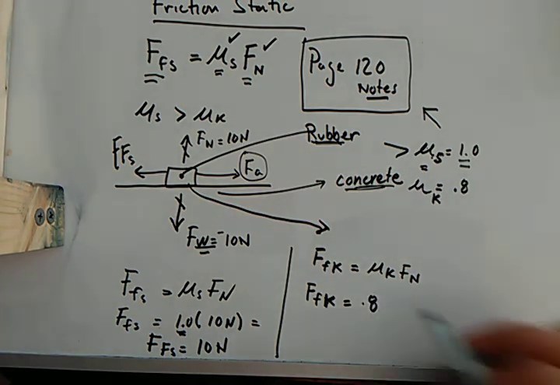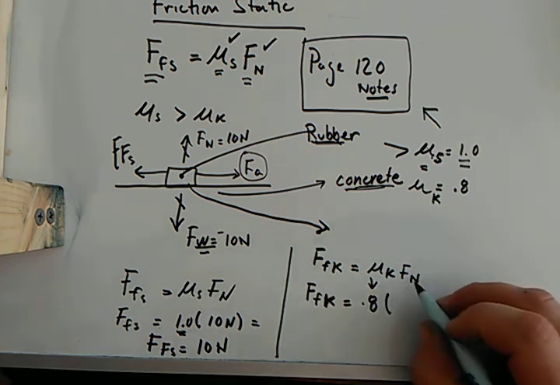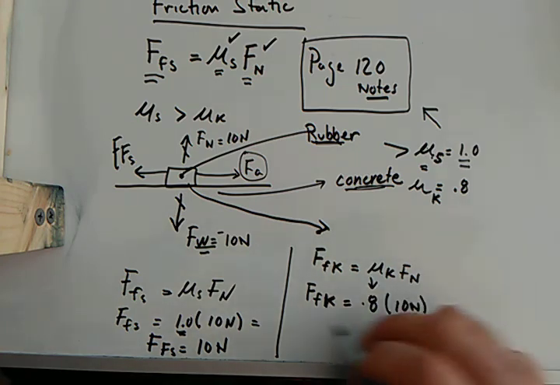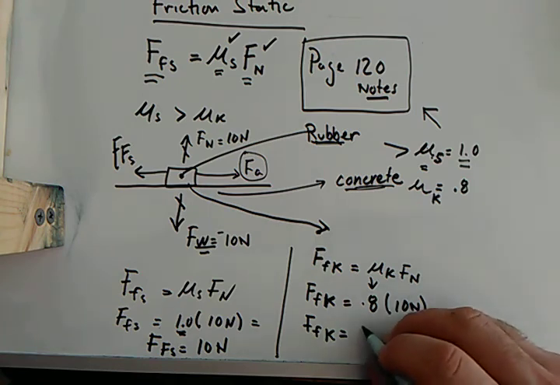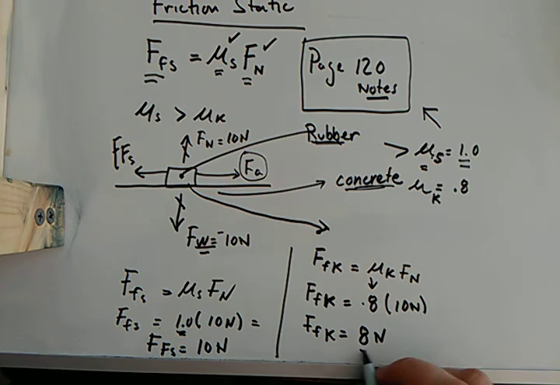It was 0.8. The mu was 0.8. Normal force is 10. So the force of friction kinetic while it's moving is going to be 0.8 times 10, or 8 newtons. Notice that this is now moving. Once it breaks free, it's now got moving friction of 8. It's harder to break it free, so it's got a friction of 10 to start. So this just describes a little bit on how to get friction.